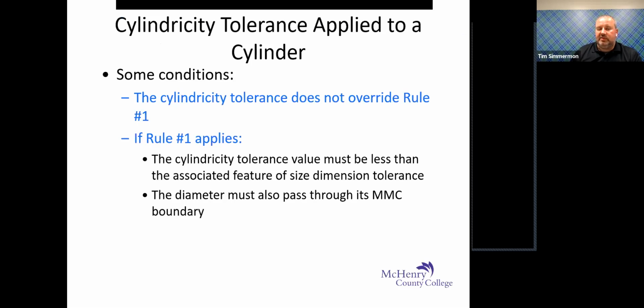Cylindricity tolerance applied to a cylinder. Cylindricity tolerance does not override rule number 1. If rule number 1 applies, the cylindricity tolerance must be less than the associated feature size. The diameter must also pass through its maximum material condition boundary. So once again, if we're going to hold all the way to the high limit of the tolerance, it has to be almost perfect form or perfectly round at that point.